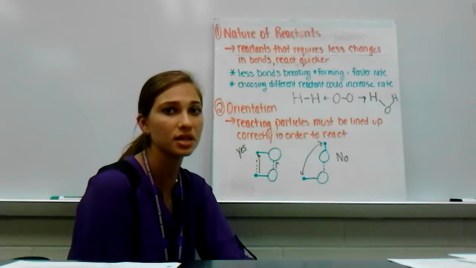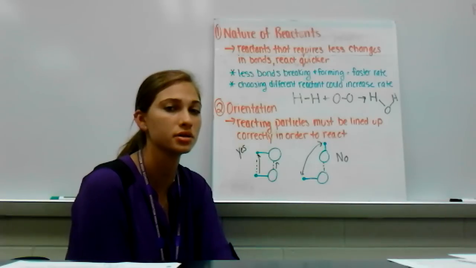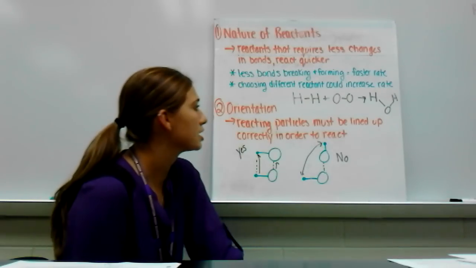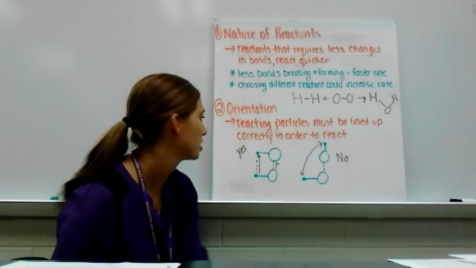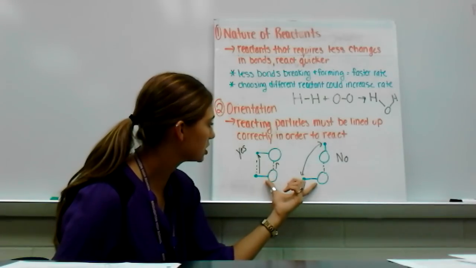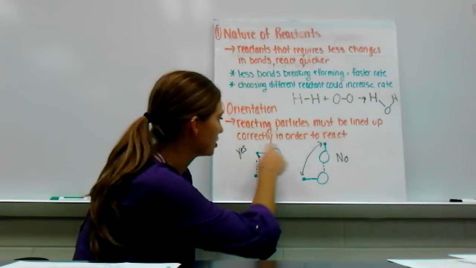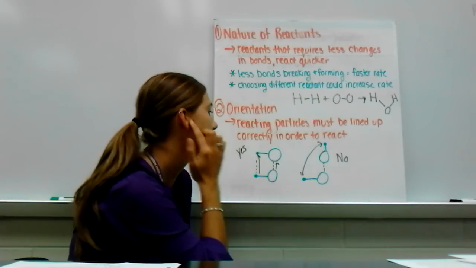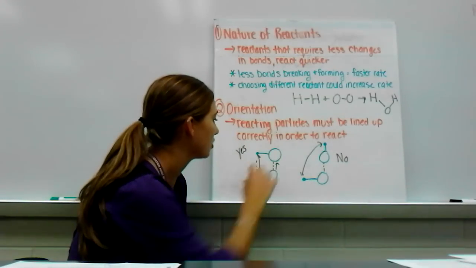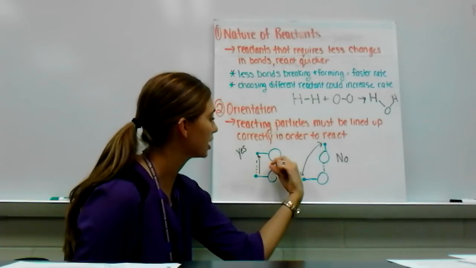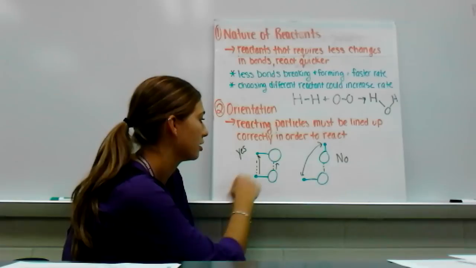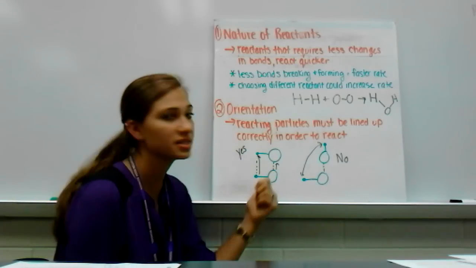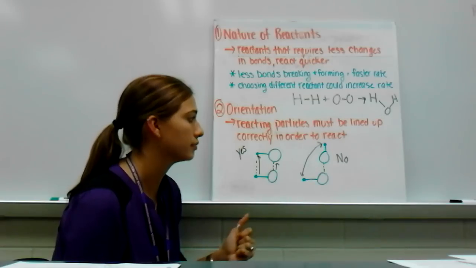Okay, so orientation, that's talking about the way that the particles are facing. So reacting particles must be lined up correctly in order to react. So let's look at these 2 reactants right here. Here's a particle, and here's a particle. These 2 are lined up correctly, so the particle can react with the particle, and this bond and this other particle can react together. So this would form an effective collision for a reaction.